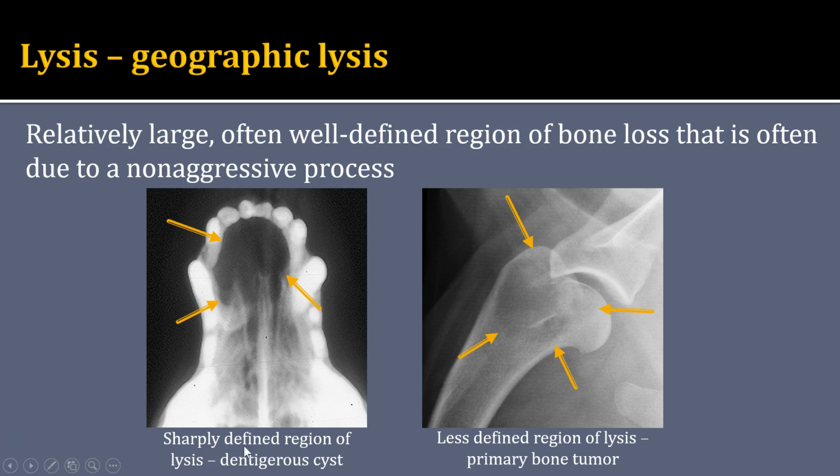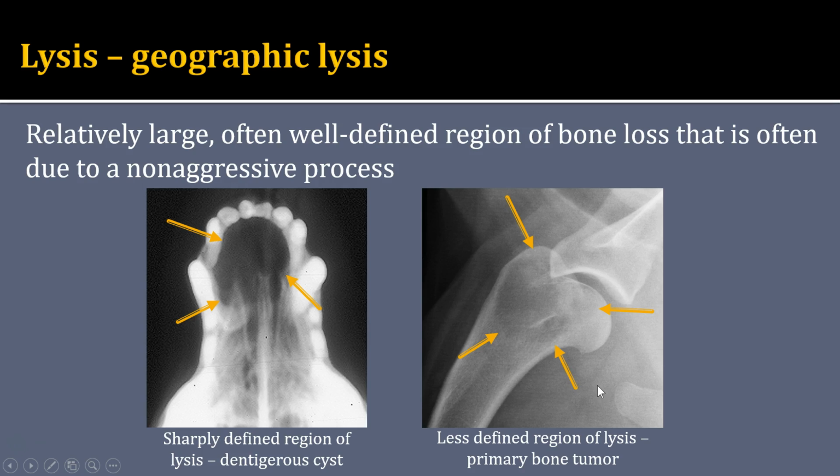So in this first example on the left of our slide, this is an open mouth ventrodorsal view of a maxilla of a dog, and we can see that there is this large, relatively oval region of lysis or lucency. This would be referred to as geographic lysis. This lysis has very sharply defined margins, and this is due to a non-aggressive process, which is a dentigerous cyst.